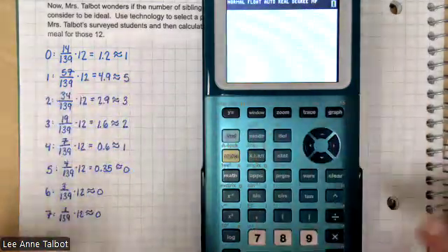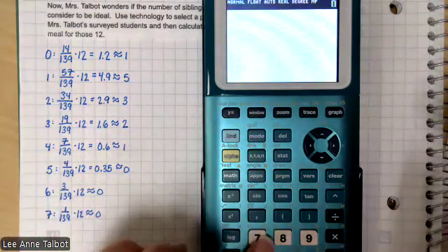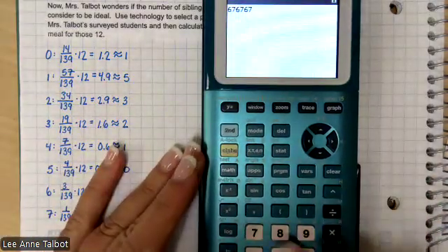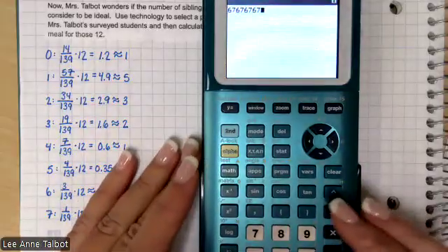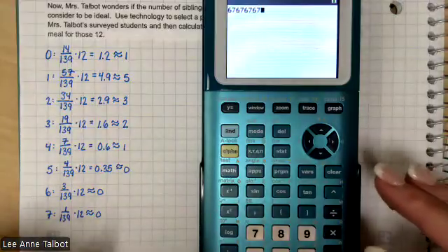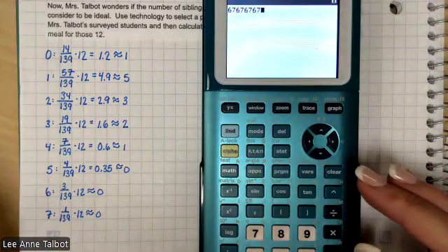Okay, so go out to the regular screen, put in any number. Don't use this one. Use something else, because you have to use something else.